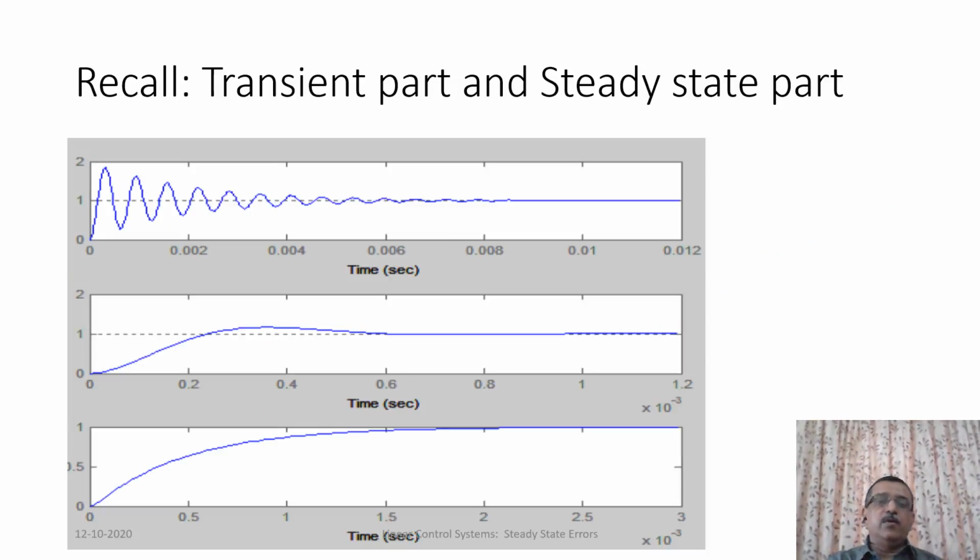This is another example where you could see the transient part of an RLC circuit. Till here there's transients. Till around 0.008 second there is transients. After that there's a steady state. There is no steady state error here, okay. So I hope that is clear.